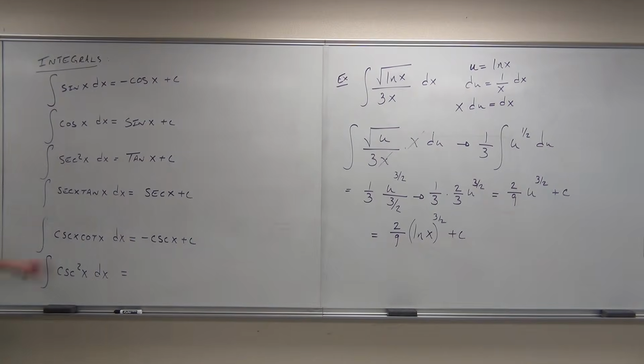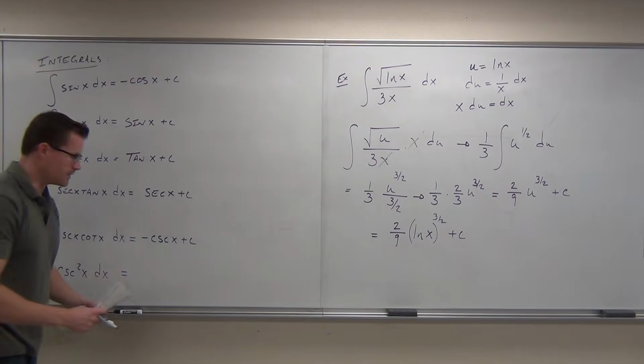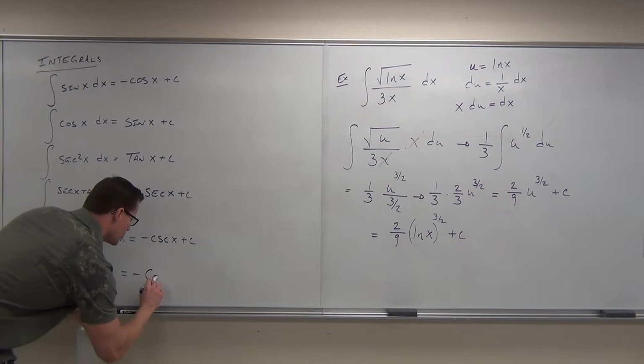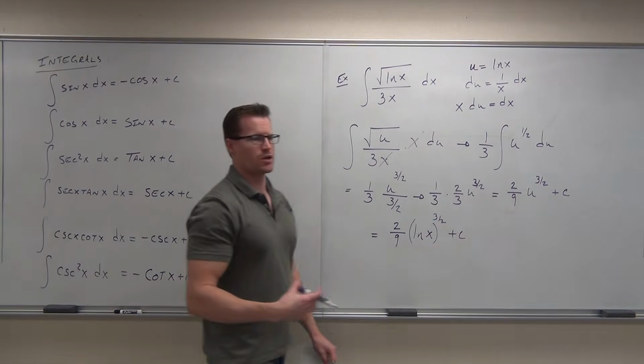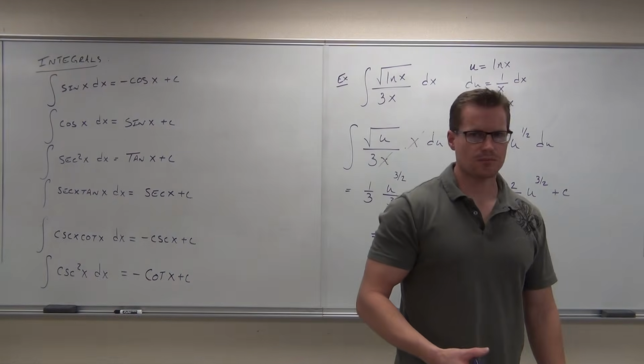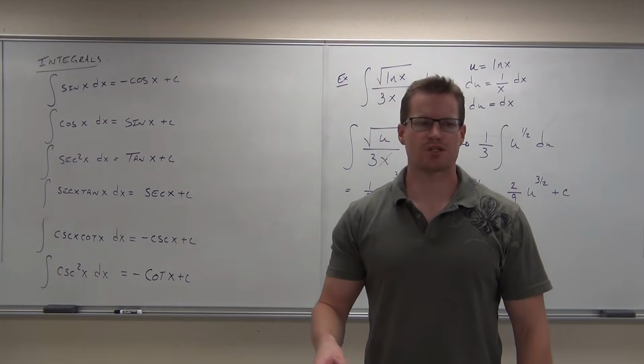Let's see. If secant squared is the derivative of tan x, cosecant squared should equal co-something. Cotangent. Negative cotangent, and it's negative, that's right. That right now is your integration table for trigonometric functions. I believe that's about all that's on there, right? We're going to create some more right now.